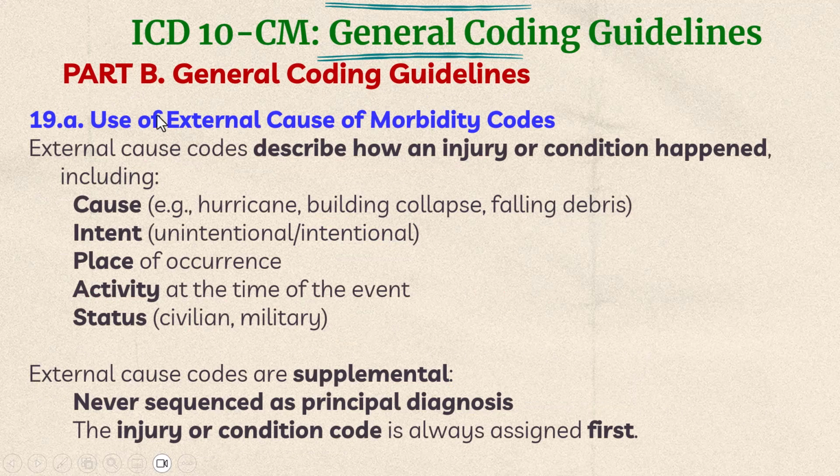19A, use of external cause of morbidity code. External cause codes describe how an injury or condition happened, including cause. Example, hurricane, building collapse, or falling debris. Intent, unintentional or intentional. Place of occurrence, activity at the time of event. Status, that is civilian or military. So external cause codes are supplemental, never sequenced as the principal diagnosis. The injury or condition code is always assigned first.